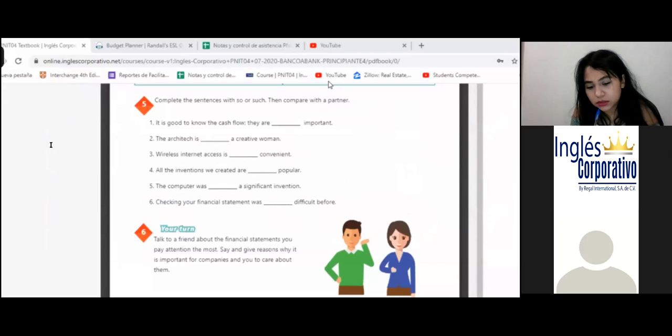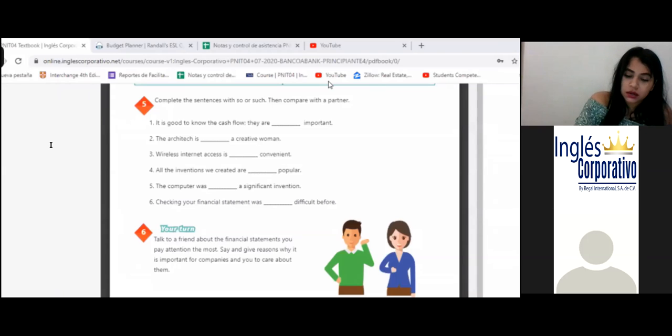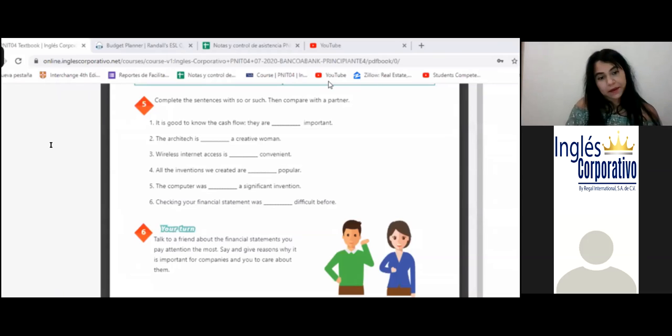No, so, es tan, la arquitecta es una mujer tan creativa. Cuando se le agrega lo que es the architect, it's so a creative woman. Por eso, so le vas a poner tú. Yo digo que eso es porque la arquitecta es una mujer tan creativa. Entonces, sí, porque si le ponemos so, viene dando casi el mismo significado.